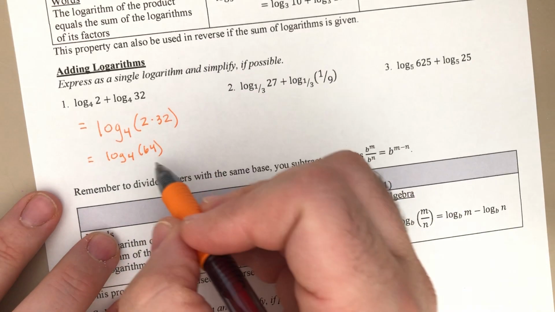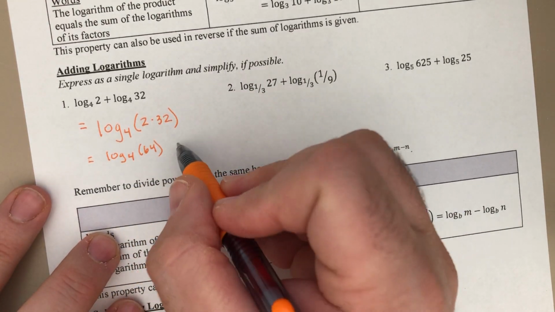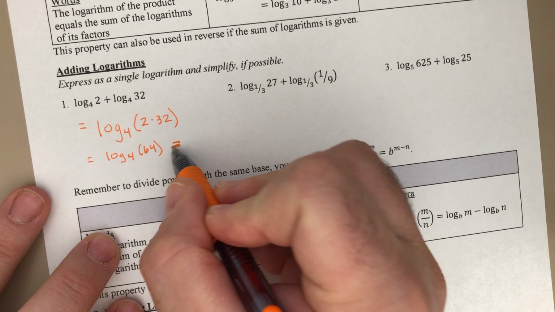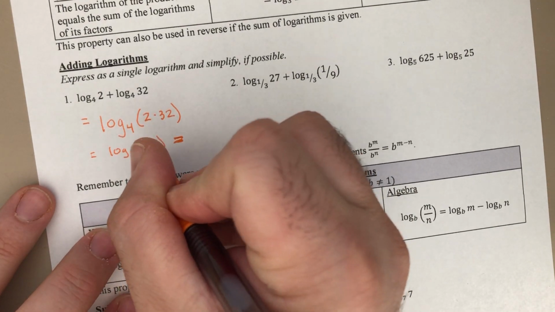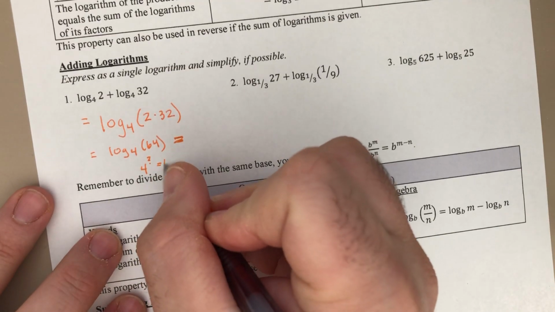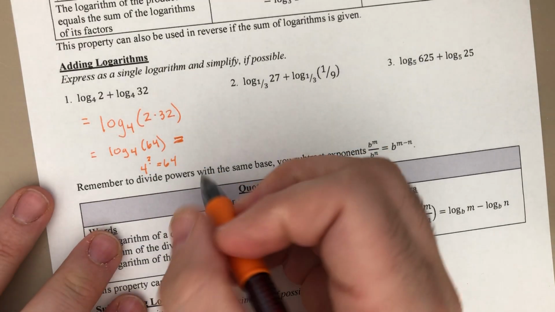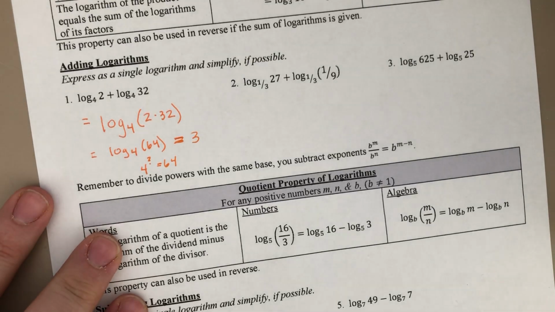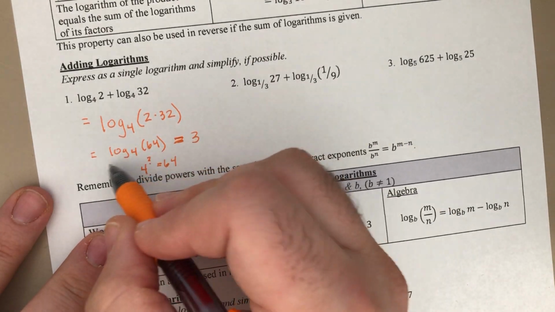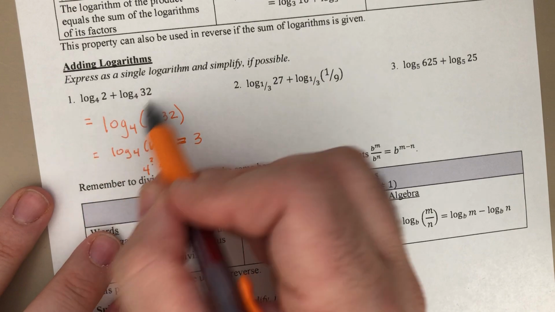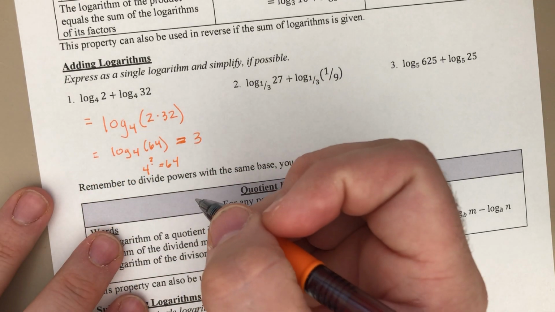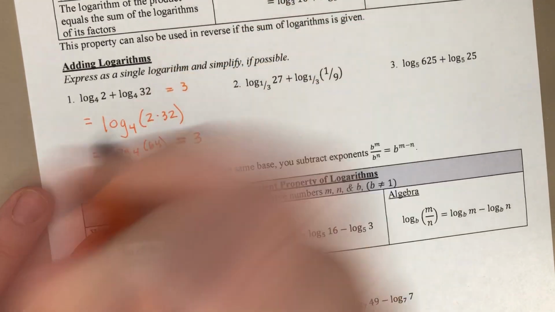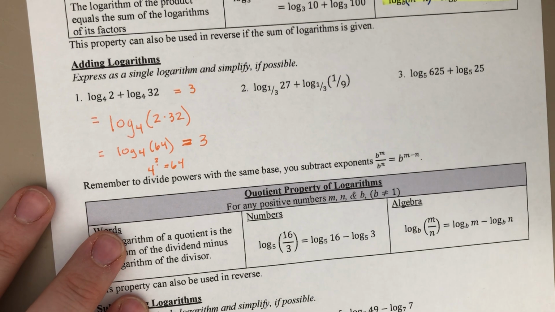So, a question for you: what is that actually equal to? If we keep going from last week, what is log base 4 of 64? Well, again, that's 4 to what power gets us 64? That's the third. 4 to the third is 64, so log base 4 of 64 is 3. So up at the beginning, log base 4 of 2 plus log base 4 of 32 is equal to 3. Crazy, right? There you go.